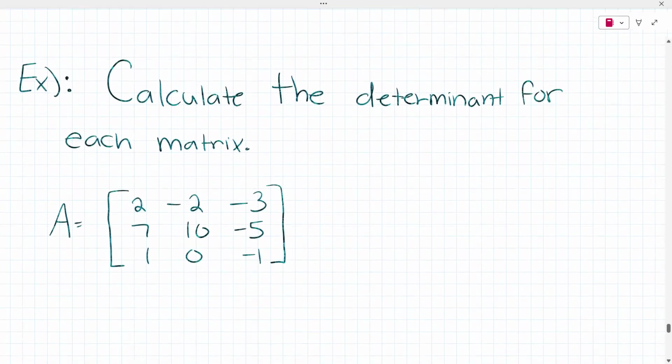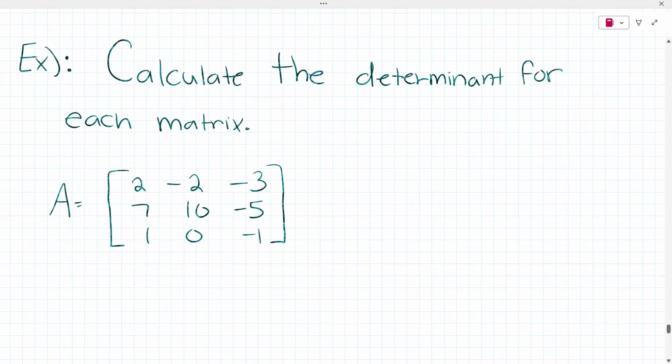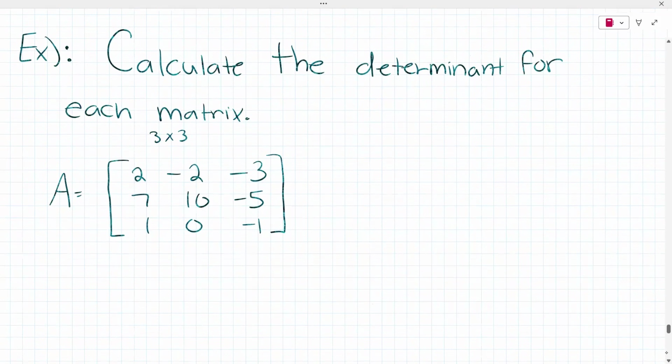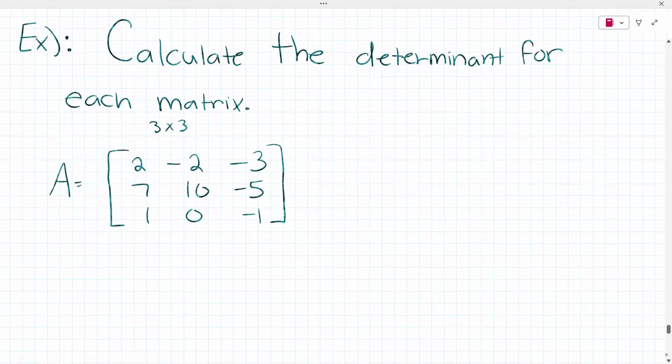This one says calculate the determinant of each matrix. This one is a 3 by 3, and this is a little bit more work. So how do we do this one? Let's talk about the cofactors. This is going to be a positive, this is going to be a minus, and then this is going to be a plus. Let's start with the cofactor 2. Take that out.